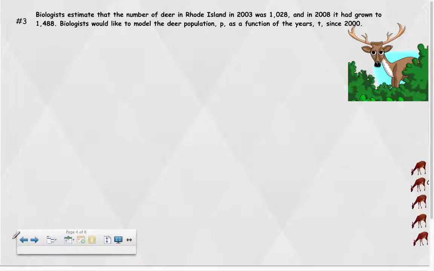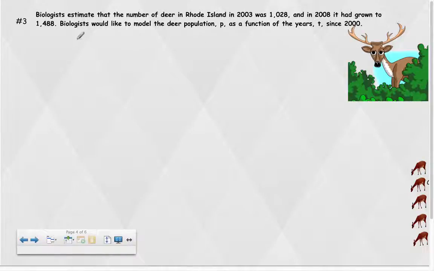In 2003, there were 1,028 of them. Seems a little low. And in 2008, it had grown to 1,488. That's how many I think are in my backyard right now. Anyway, biologists would like to model the deer population P as a function of the years T since 2000. Whoa, wait a minute. This sounds extremely exciting, so let's take our time and figure it out.